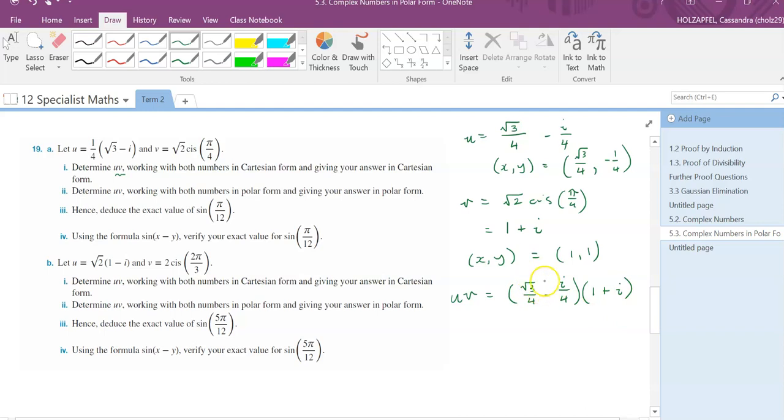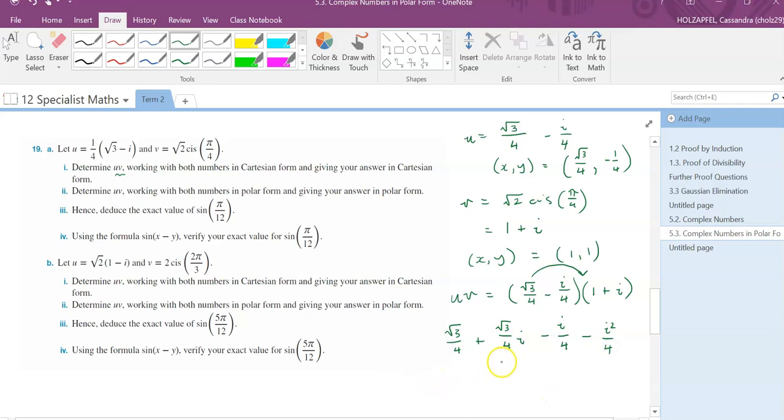I can use FOIL, or first, outside, inside, last, whatever method. So we're just going to expand that. So this is going to become root 3 over 4 plus root 3 over 4i minus i over 4. And then this is going to be minus i squared over 4.